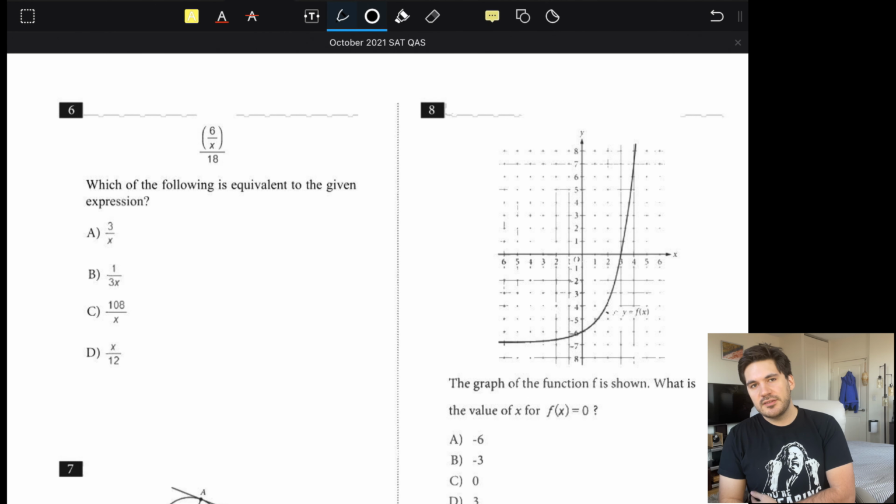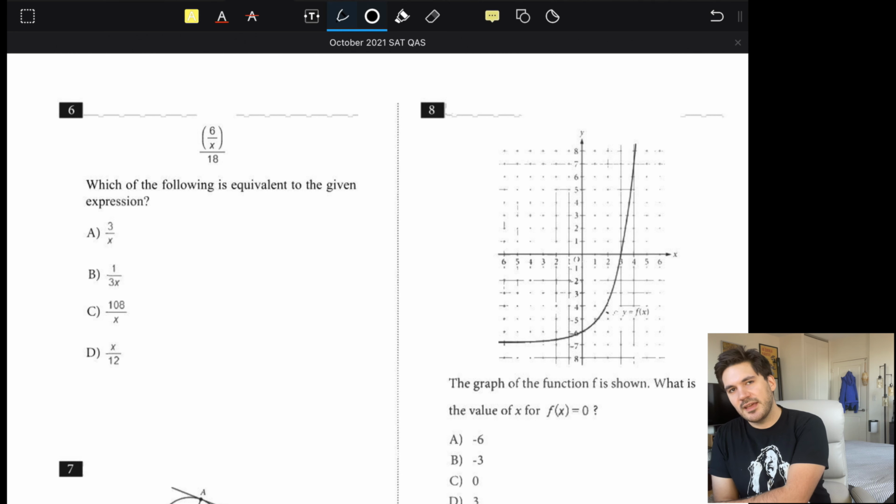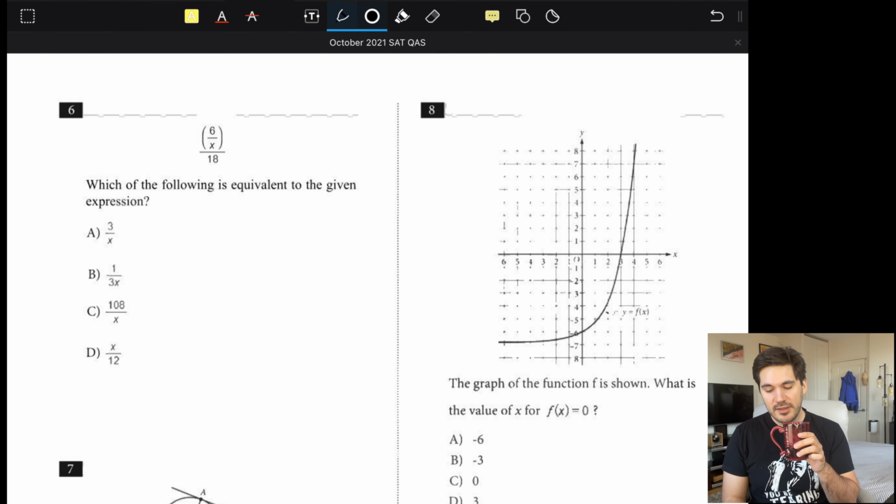Okay. Ooh, I've been told a lot of students' scores went up with this test compared to their previous one. Maybe this is why. Let's see if it gets any harder.